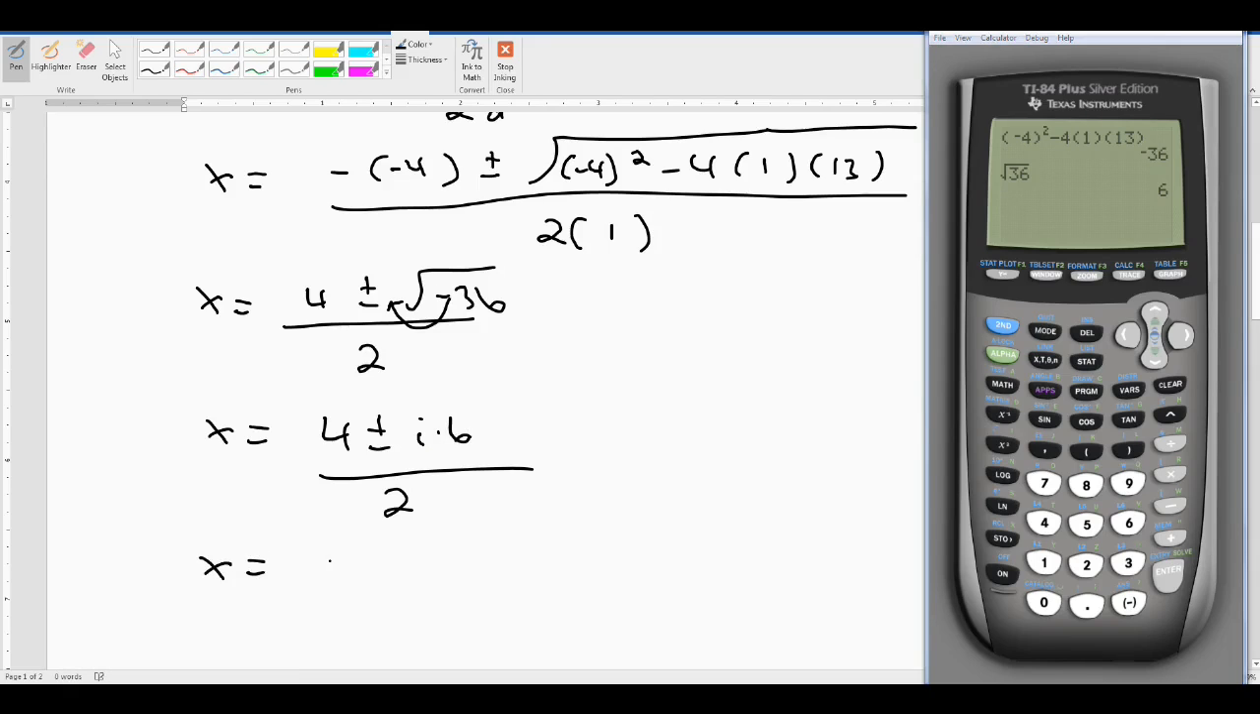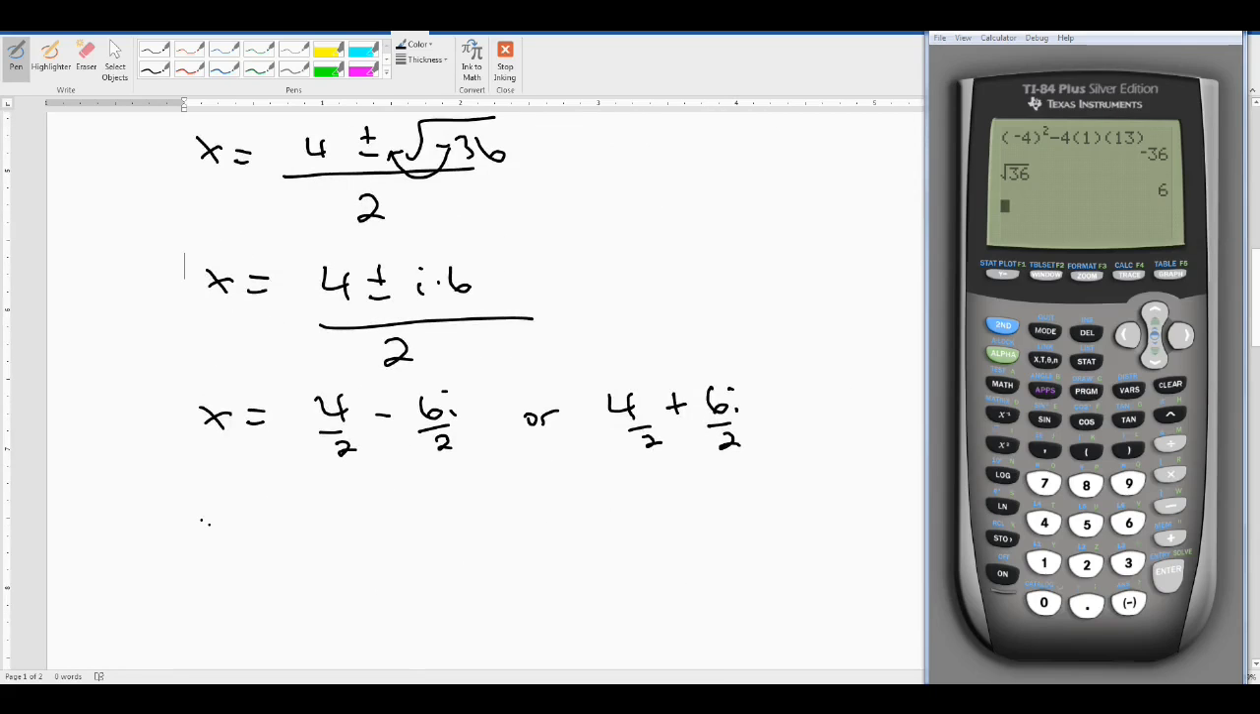To find our answers, I'm going to separate the numerators. So we got 4 minus 6i. I'm going to divide each of those by 2. And then we also have 4 plus 6i. I'm going to divide each of those by 2. This is the way I prefer to do it. It does make life a little bit easier for you.